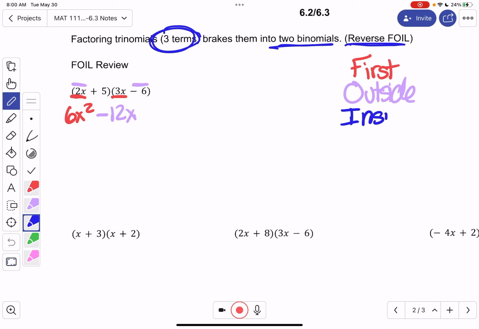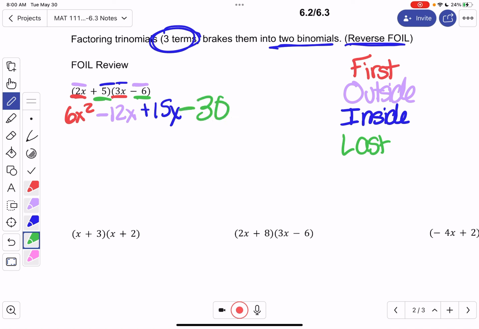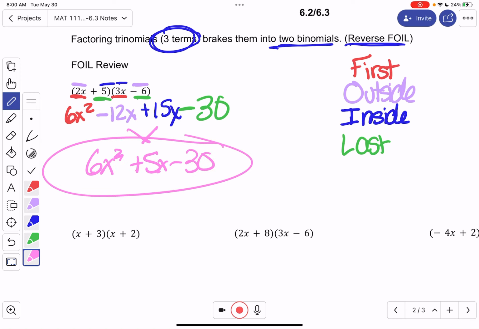The I stands for inside. So we multiply the terms on the inside. And L stands for last. So multiply the last terms, again paying attention to the signs, and you get last. Then we're going to combine like terms if we can, and we get a trinomial.